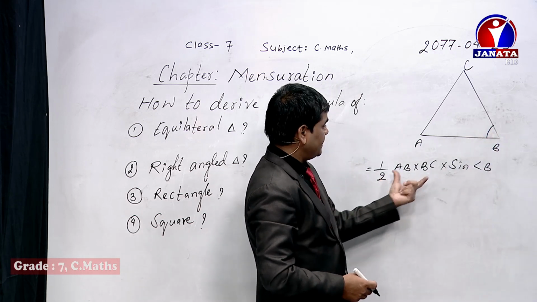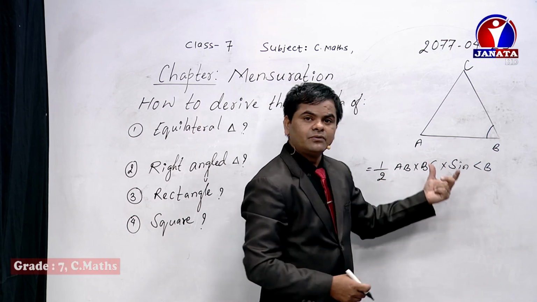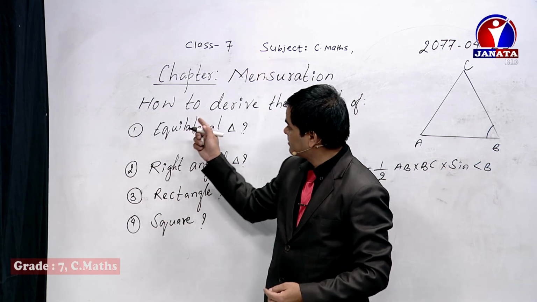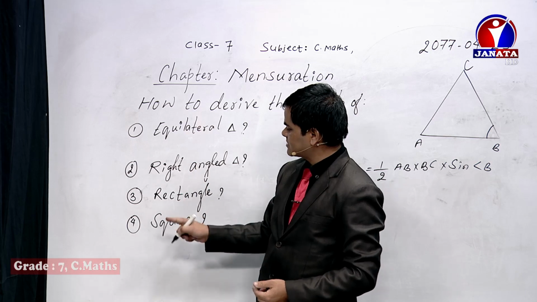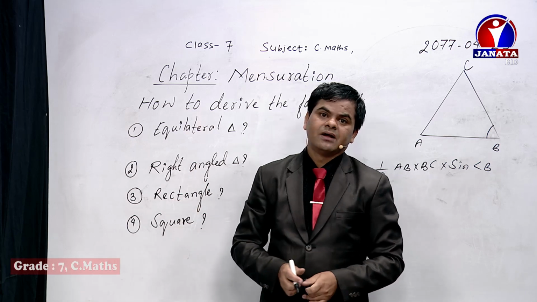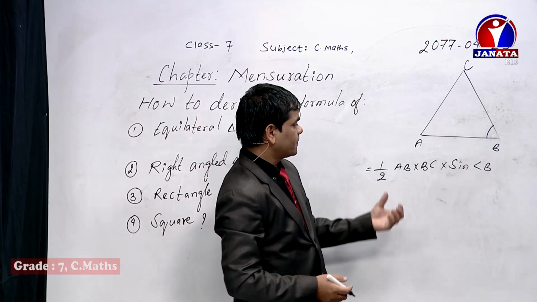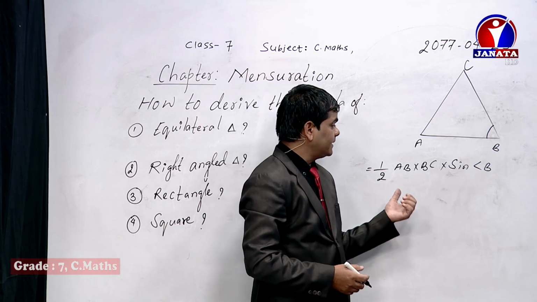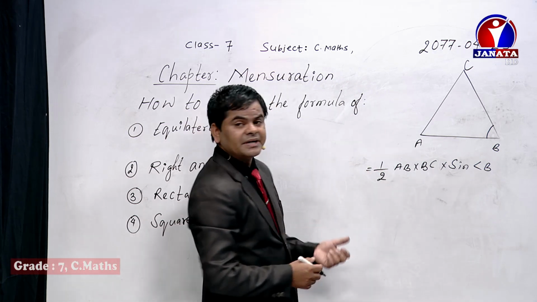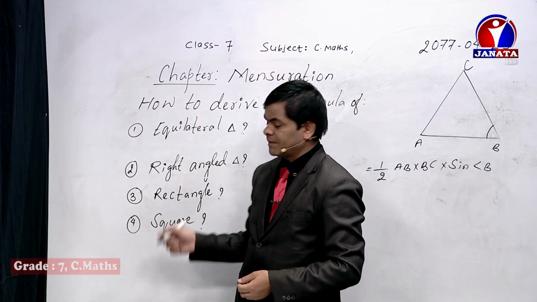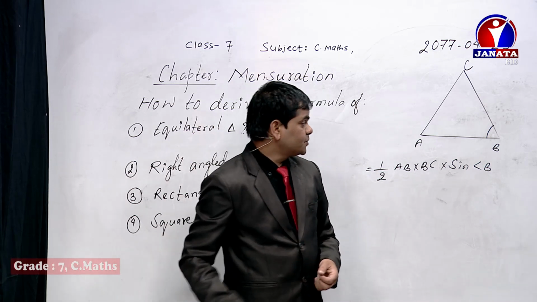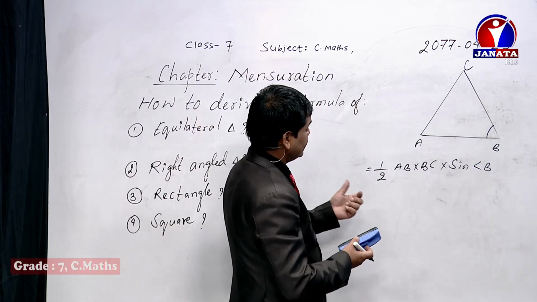And at the time if we use this formula, if you know this formula, then you can derive the formula of an equilateral triangle, right angle triangle, rectangle, and then square. No need to do rote learning regarding remembering the formula of these four plane surfaces. So how to use this one? Let's go. Let's start discussing.